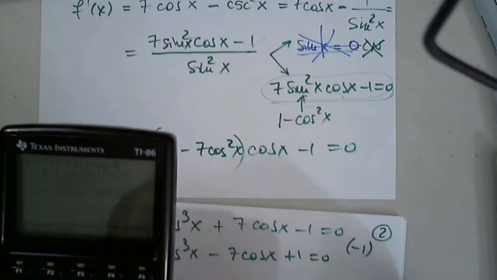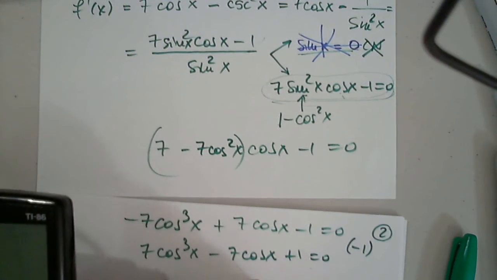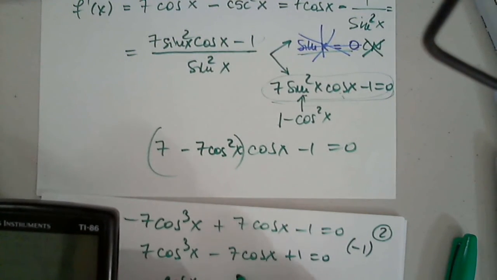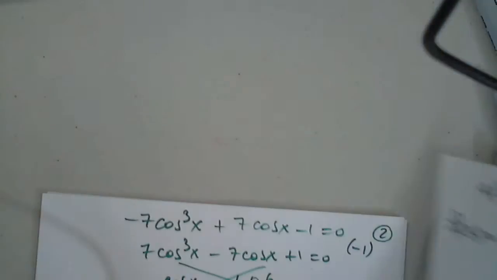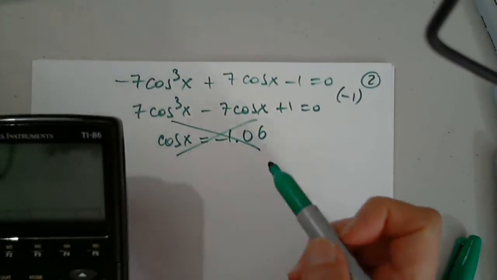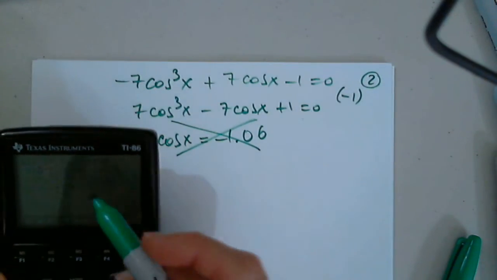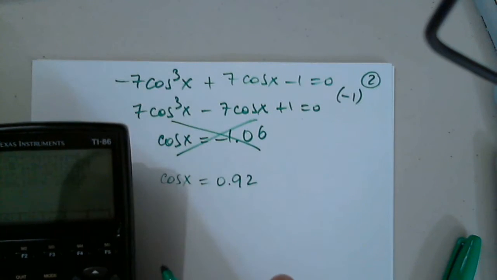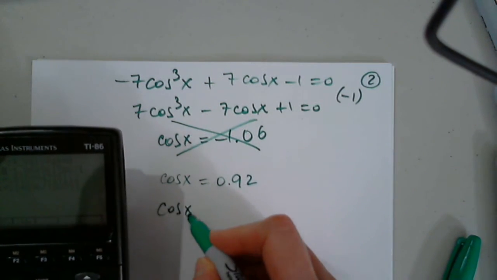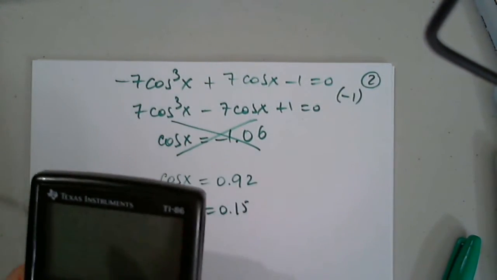So the first solution for cosine x equals negative 1.6. That's not possible. Cosine cannot be less than negative 1 or greater than 1. The next one for cosine x is 0.92. And the last one for cosine x is 0.15.